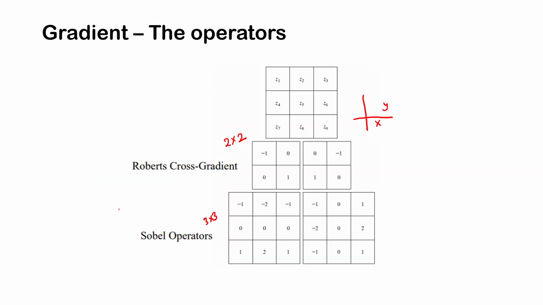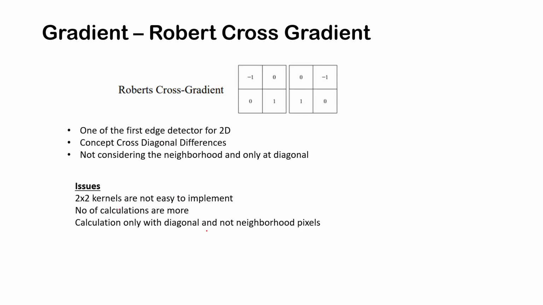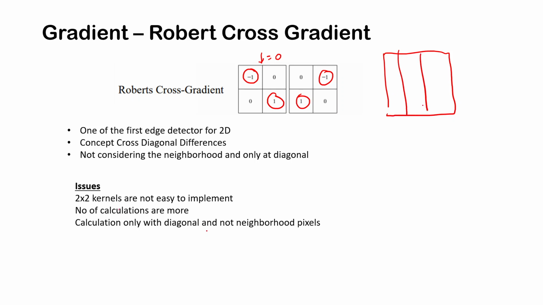Okay, let's look at the first one. This is just a briefing on the Roberts cross gradient. This is actually the very first edge detector for 2D image processing, and it uses the concept of cross diagonal differences. You can see here and here, the rest are 0. The same goes for this one. If you mix up this kernel, -1 plus 1 is equivalent to 0. So this is going to work on the diagonal only. So if you have an image like this, 6 by 6, it can only cover up to this one only.